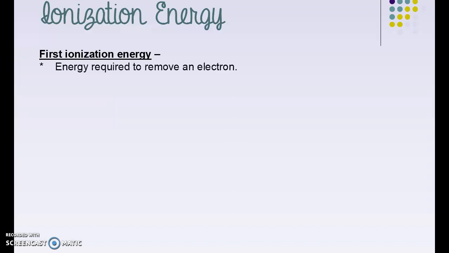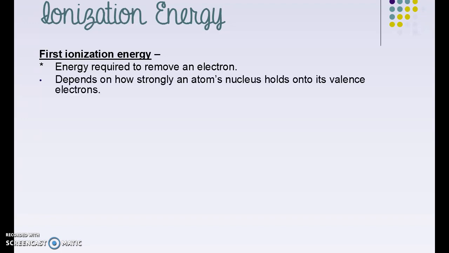Okay, the last one I want to talk about in our video clip is ionization energy. There are different levels of ionization energy. You have a first ionization energy, a second ionization energy, a third, etc. And that is directly related to an electron that's being pulled away. Basically, the ionization energy is the energy required to remove an electron. It depends on how strongly an atom's nucleus holds on to its valence electrons. And there are factors that will affect ionization energy.